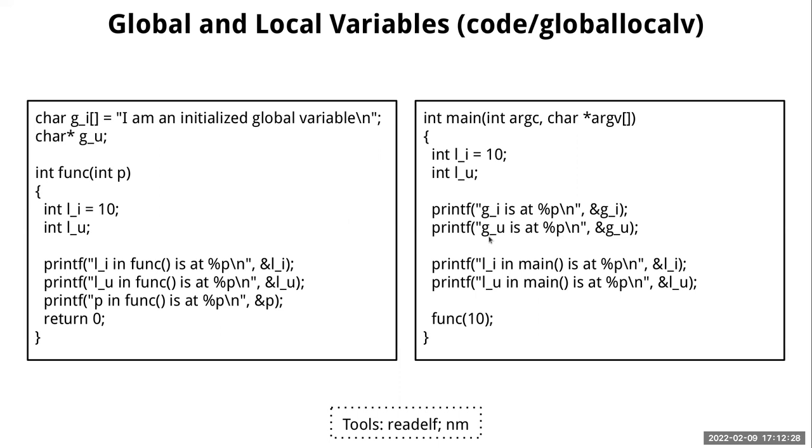Then we print out g_i, then g_u. Then we print out the local variable l_i, l_u's address. Then we just call the function func. Then in function func, there is this argument, and also two local variables. We're going to print out the two local variables' addresses and also print out the address of the parameter here, okay? That's it. We're going to print out seven things in this program. So let's take a look.